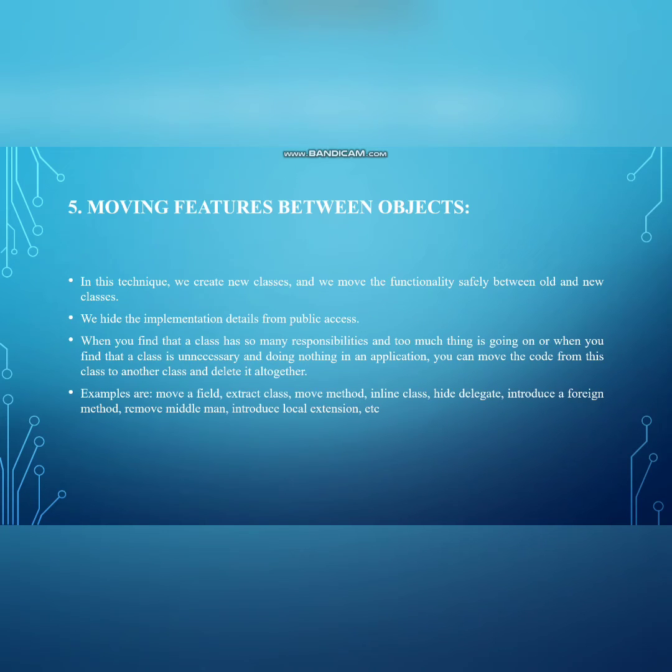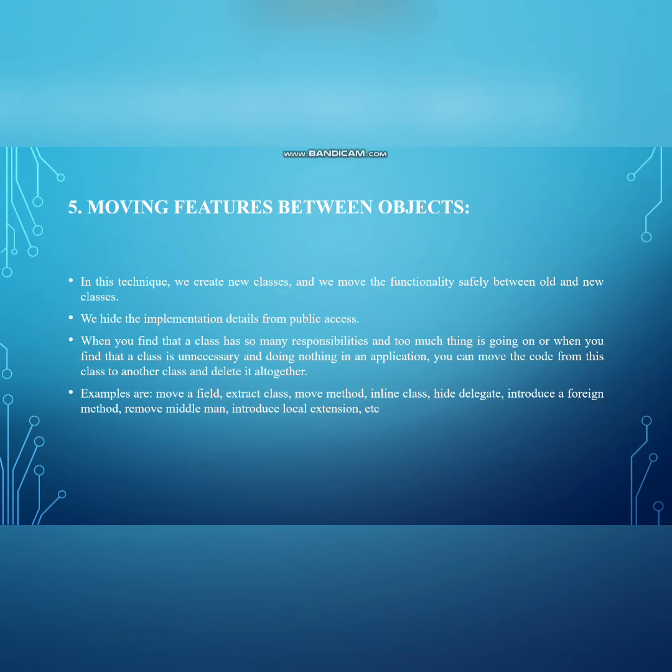Fifth is moving features between objects. In this technique, we create a new class and we move the functionality safely between the old and the new class, and we hide the implementation details from public access. Use it when you find that a class has so many responsibilities and too many things going on, or when you find that a class is unnecessary and doing nothing in the application. Examples are move field, extract class, move method, inline class, hide delegate, introduce foreign method, remove middleman, introduce local extension, etc.